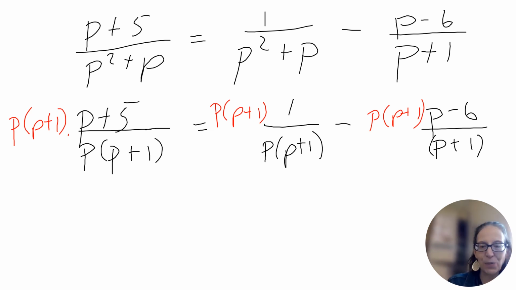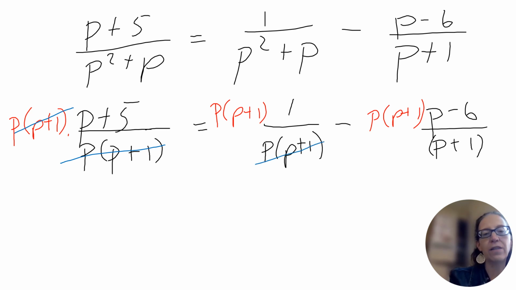Now, right here is where it's going to clear up. Dividing by p times (p plus 1) and then multiplying by p times (p plus 1), well, division and multiplication cancel each other out. And so we have the numerator and denominator canceling out, leaving me with just the p plus 5, which is much nicer.